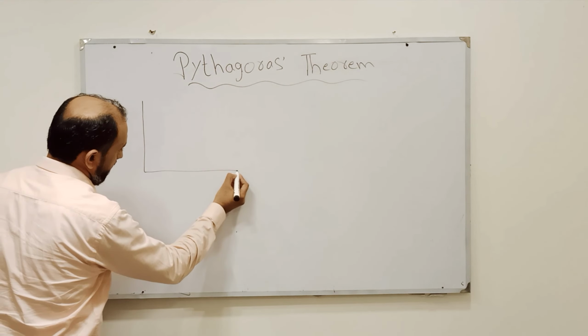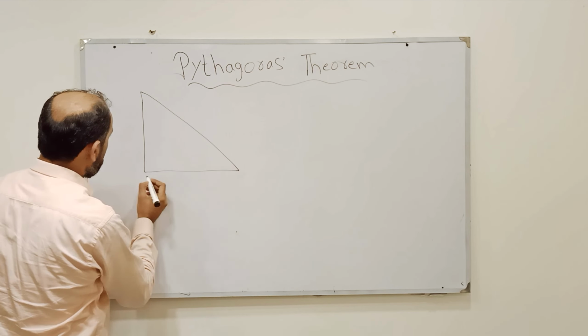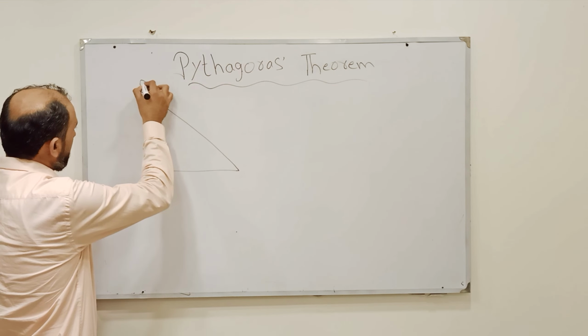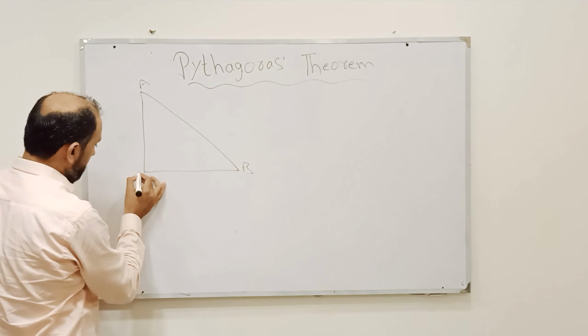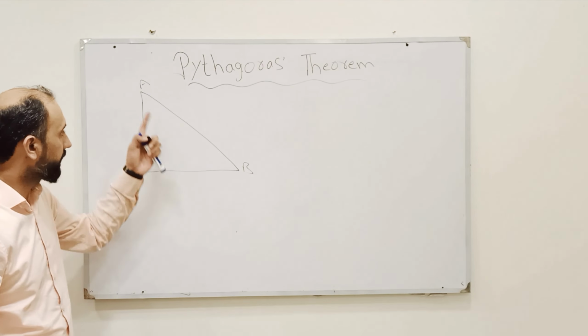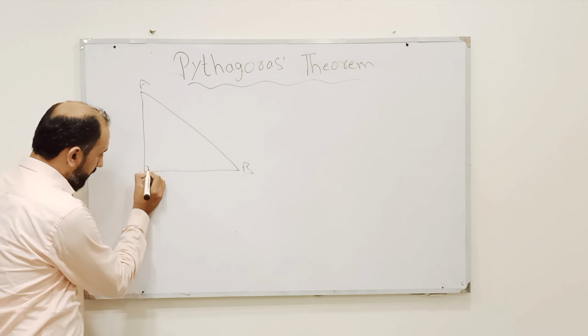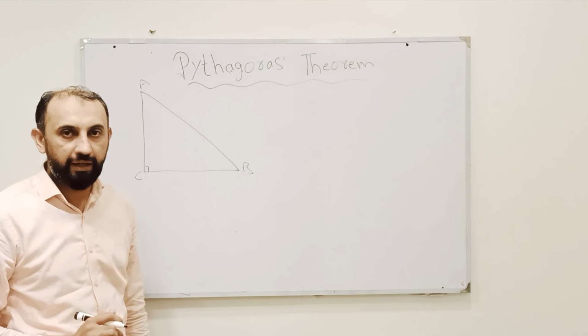Okay, we make a triangle just like this. So A, B and C. So we have made the angles A, B and C. Now here will be the right angle at C. C is the right angle.